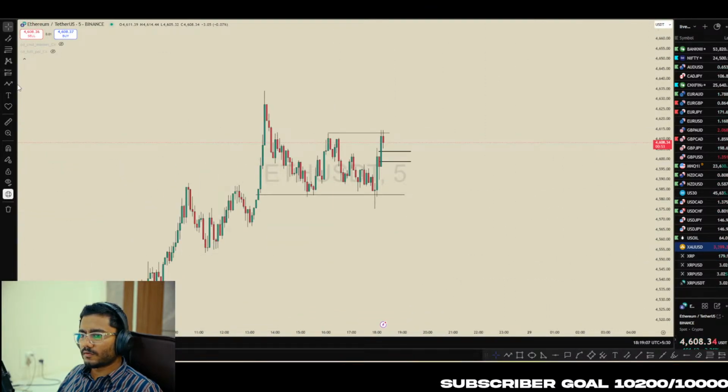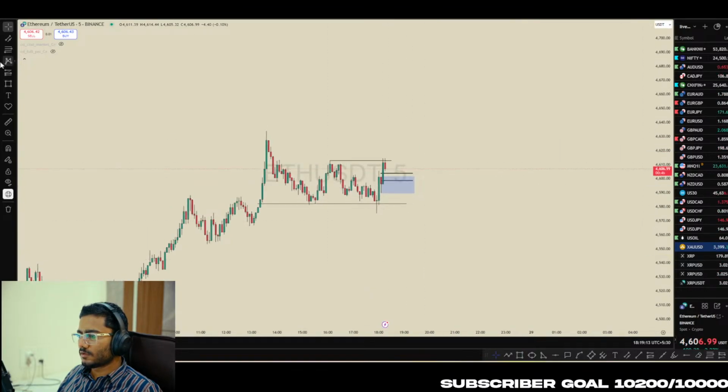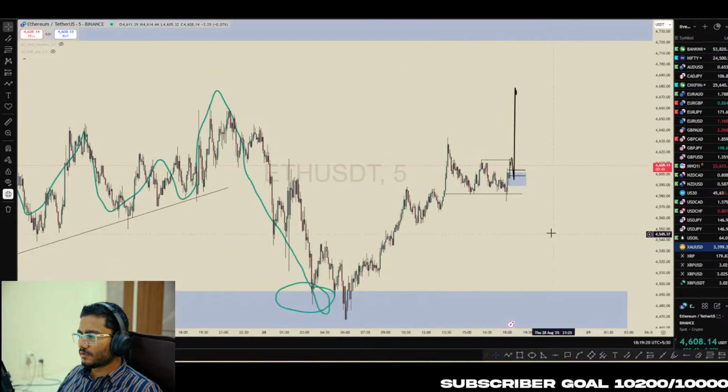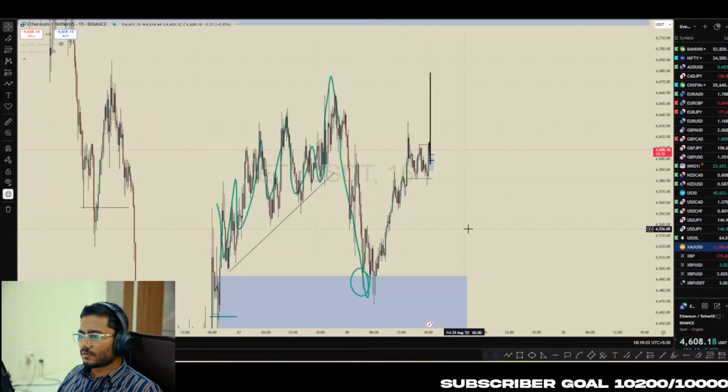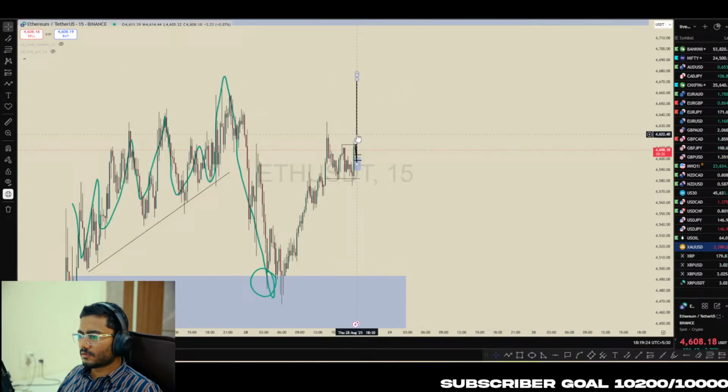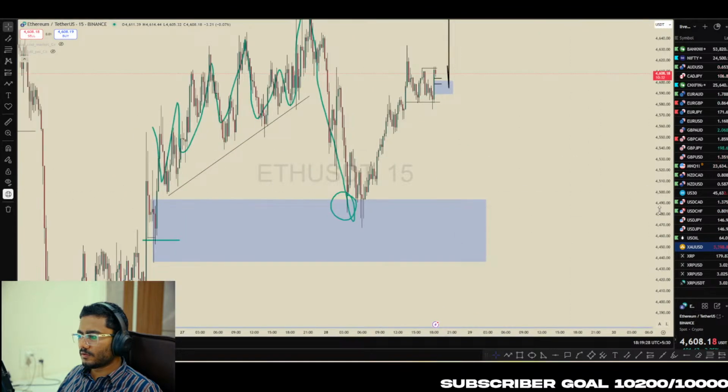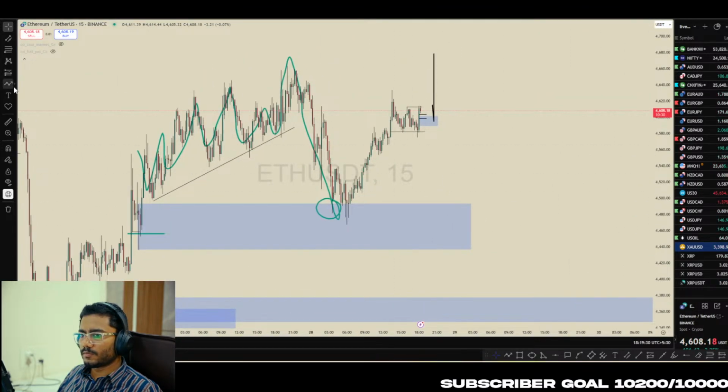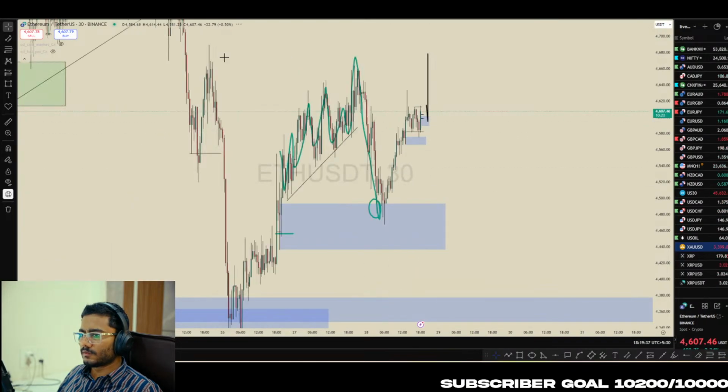If you look at 5 minutes, this is the zone. Let's wait for price to break and create some more liquidity. It should tap and continue to the upside from here. It's basically a 50-minute order block over here. And price started to go up. Price has mitigated this order block from this low, sweeping this liquidity. Let's see.